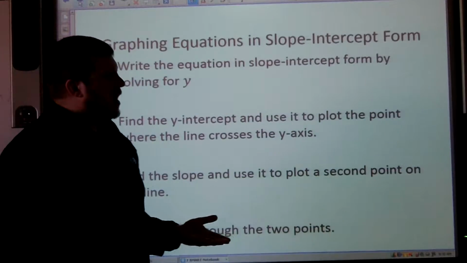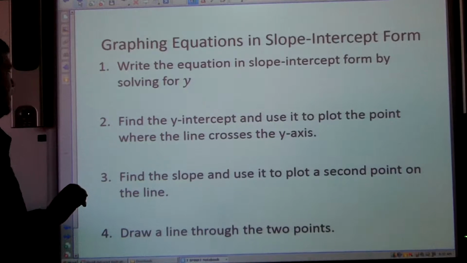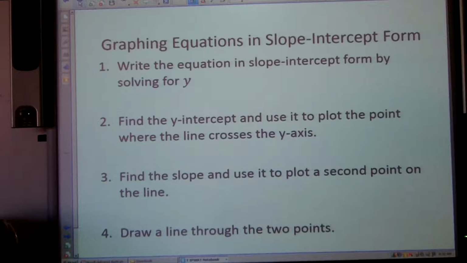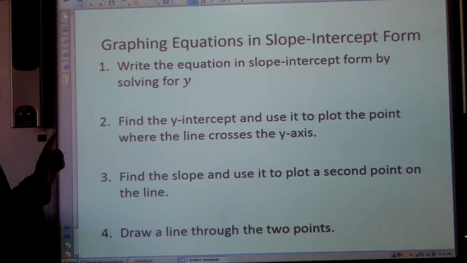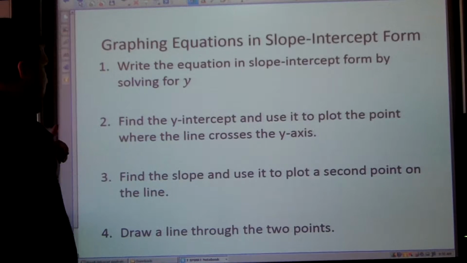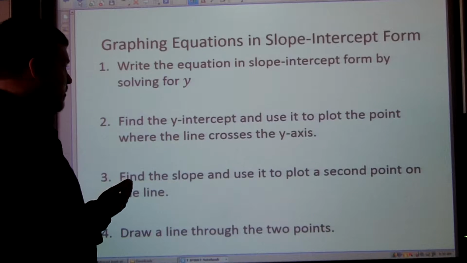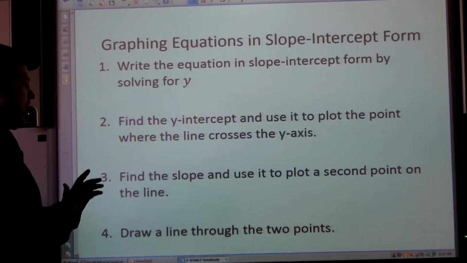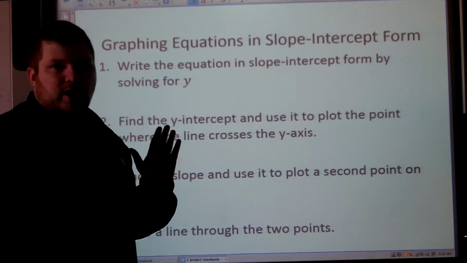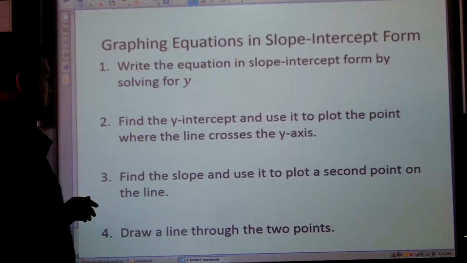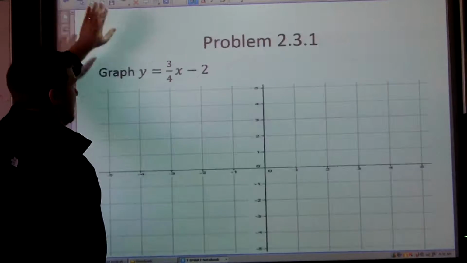Okay? So, to graph equations, this is what you need to do step by step. Write the equation in slope-intercept form by solving for y. So we want to get y by itself every time. Find the y-intercept, that's going to be our b value. Find the slope and use it to plot a point, so the change in y compared to change in x. And then draw a line through the 2 points. So let's do an example.